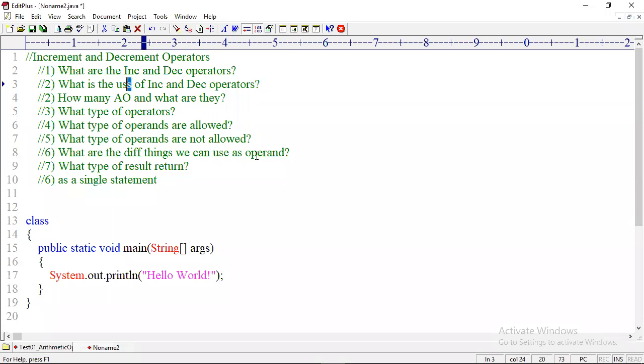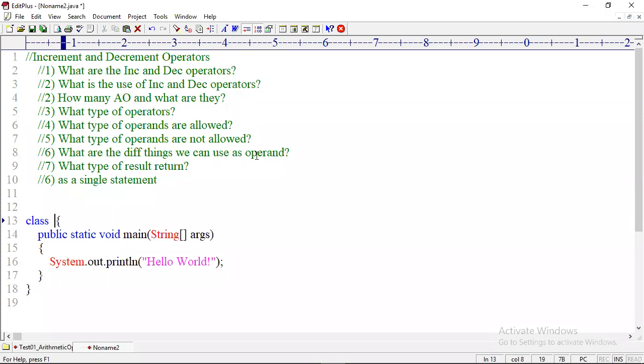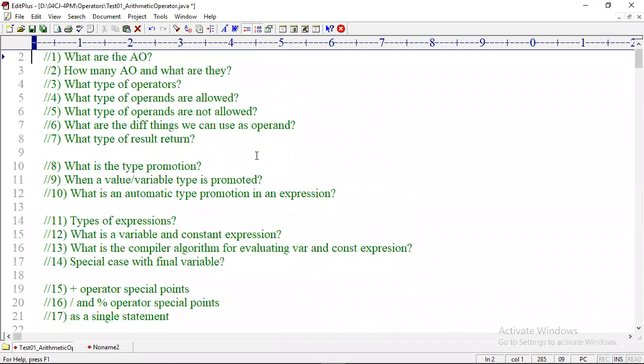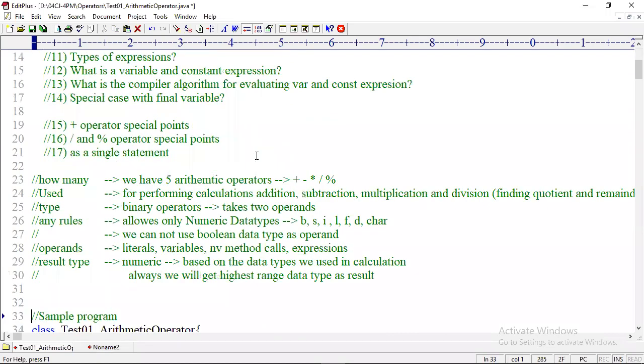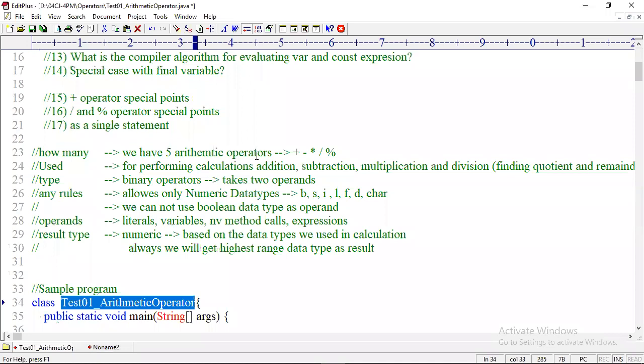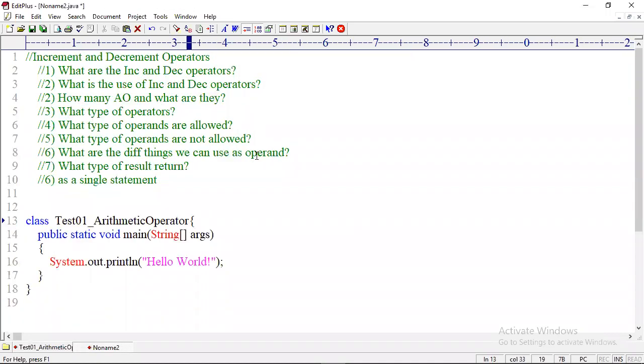Okay, let us try to develop the program. Several test cases are coming. Horrible test cases, confusing test cases. Please concentrate.